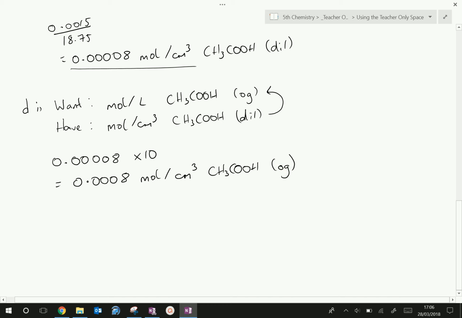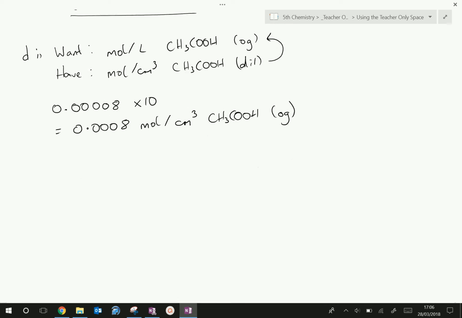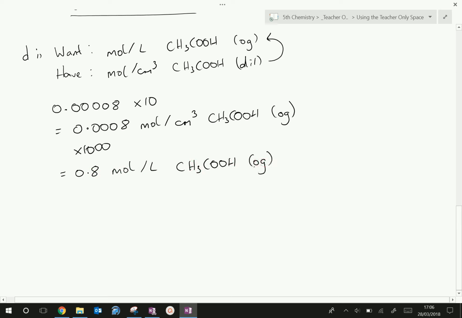I want moles per 1,000 ml, moles per litre. Seeing as I have moles in 1 ml, I can just multiply it by 1,000. And that will give 0.8 moles per litre of ethanoic acid for the original. That is D part 1 finished. Moles per litre of original vinegar.